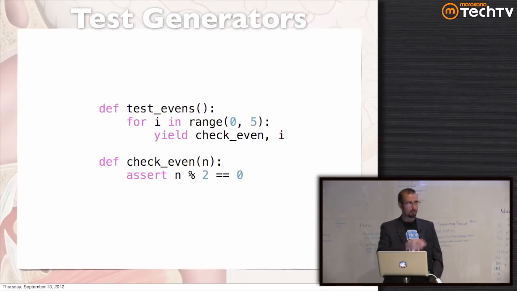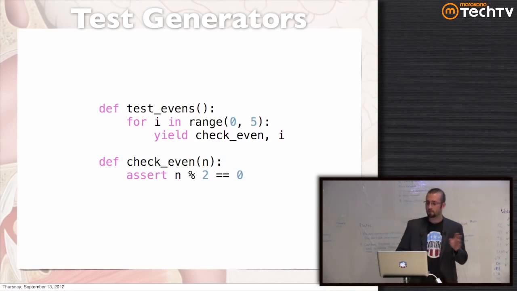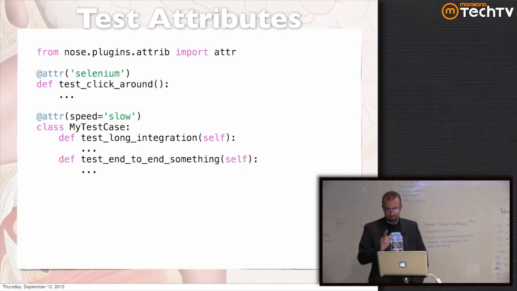In Nose, if you use a test generator, you can keep on going. So you can make a bunch of independent assertions, and you get all your feedback right at the top. You can't use this in unit test case subclasses, but it works everywhere else.